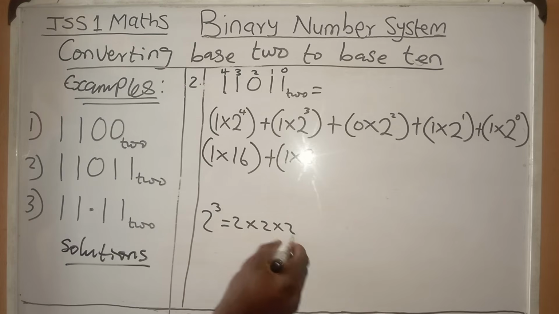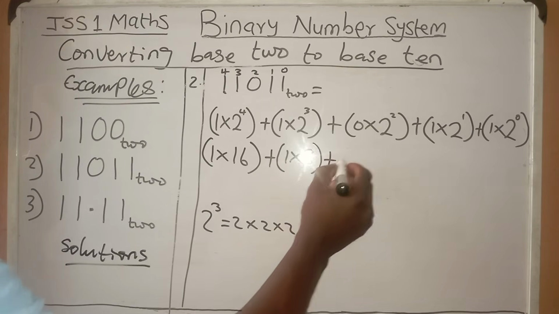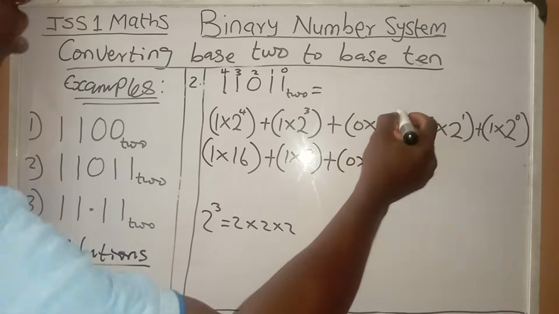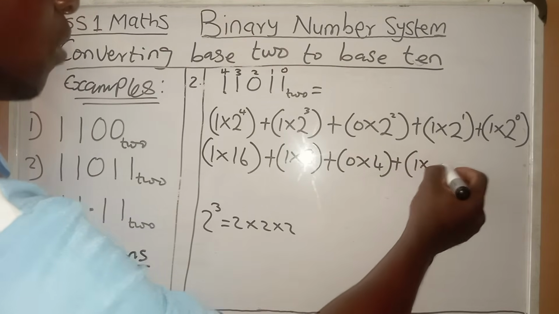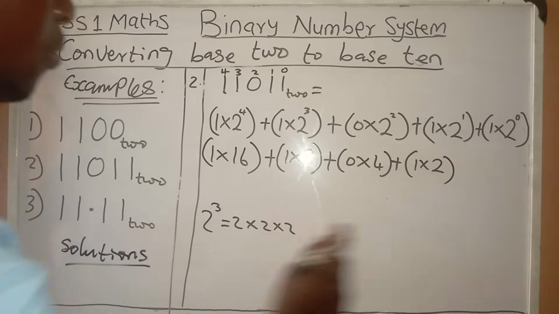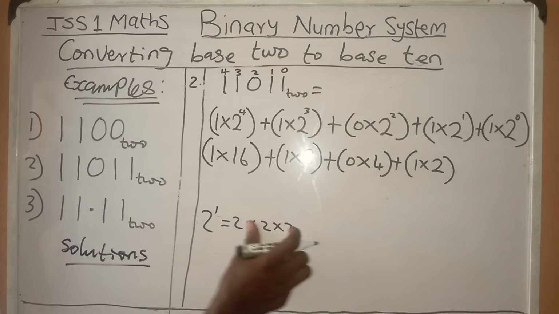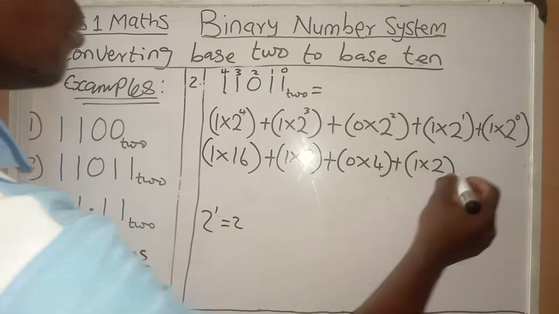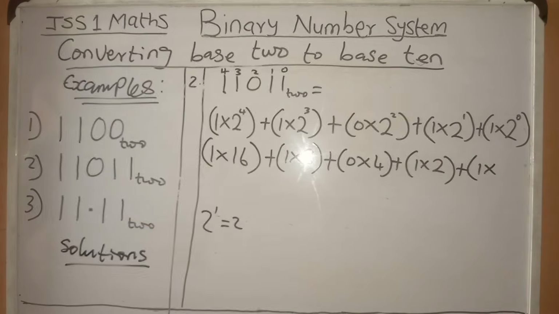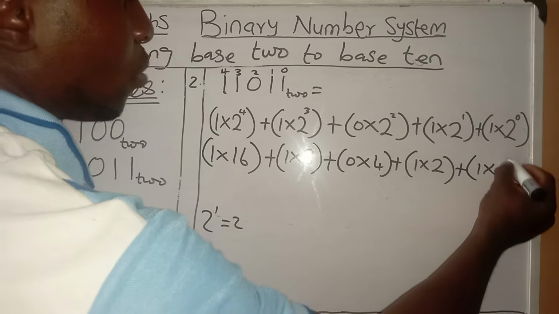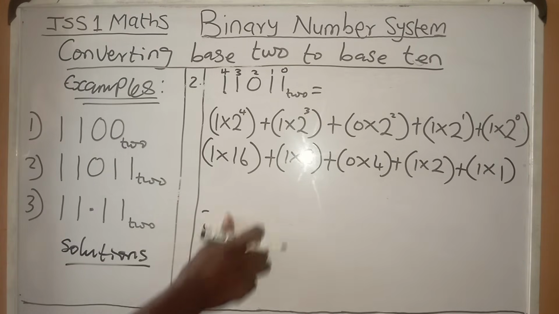2 times 2, 4. 4 times 2, 8. Plus 0 times 2 raised to power 2 will give us 4. Plus 1 times 2 raised to power 1 will still give us the same thing, or 2 raised to power 1. That will still give you 2. So that will give us 2. Plus 1 times 2 raised to power 0. Can you remember? It is equal to 1, because we say that anything raised to power 0 is equal to 1.